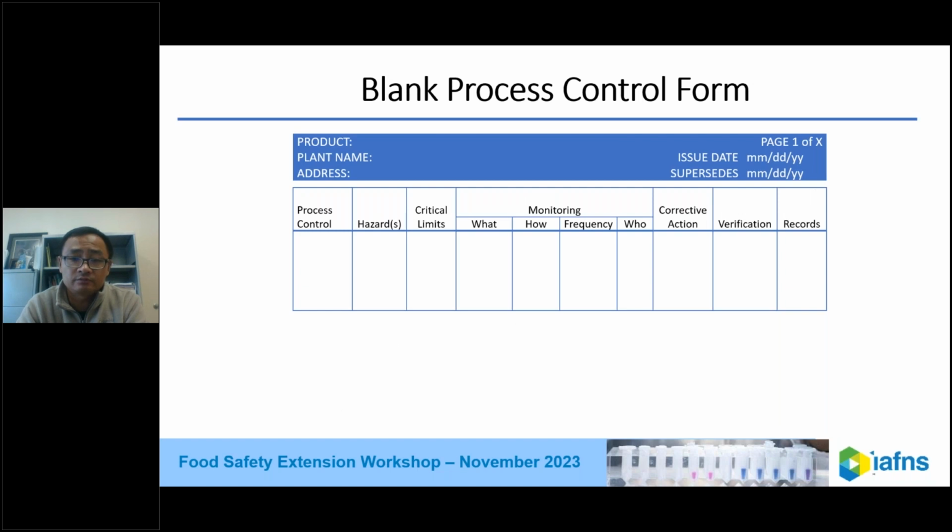This is what we're going to cover today, but not everything. This is an example of a blank process control form that should be well documented in your food safety plan. You need to include, very important at the beginning, the product name, address, issue date, and also the supersedes date. You need to include the process control, hazards, critical limits, monitoring procedures, corrective actions, verification, and recordkeeping. We often see that many small producers cover everything in great detail, but sometimes they miss the date or even the product name. So those are important to have completely well documented.